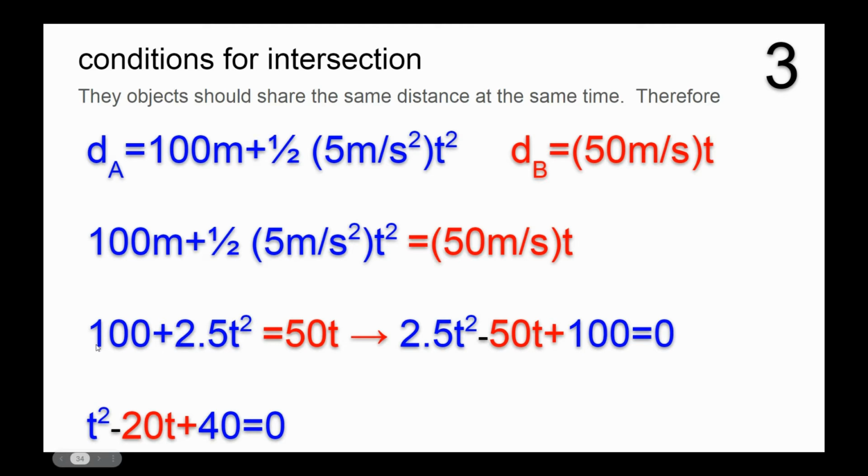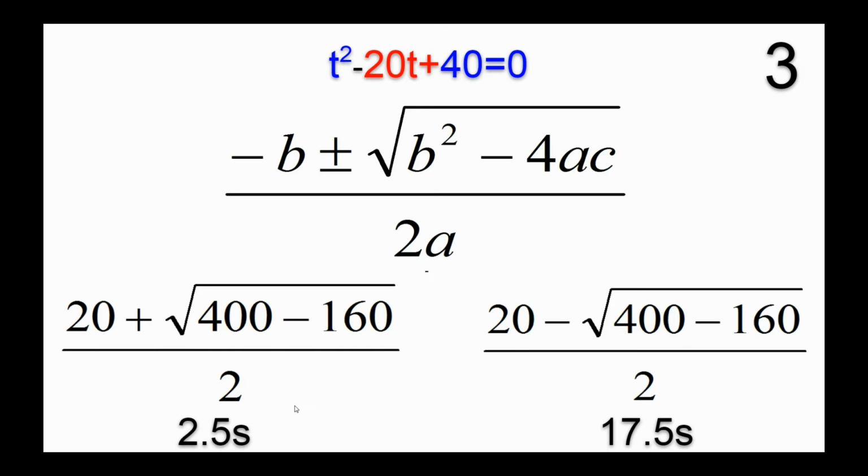Now I take these and I rearrange them in quadratic form. 2.5 t squared minus 50 plus 100. Why would I keep them that way when I can divide everything by 2.5? So I do that and I reduce the quadratic to much easier letters to solve. So we move to our solution.